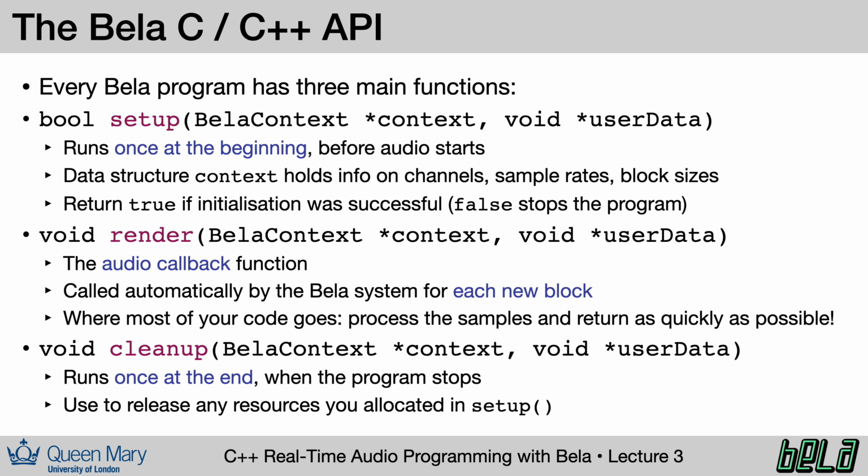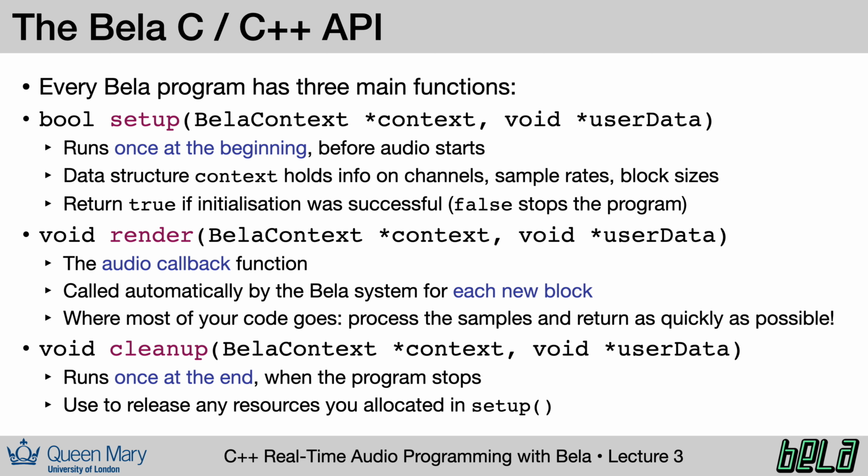In the last lecture, we looked at the Bela C++ API, and we saw that you had to implement three main functions in a Bela program. One of them is called setup. It runs once at the beginning, and you use it to do any initialization that your program requires, for example, allocating memory or loading files off of the disk.